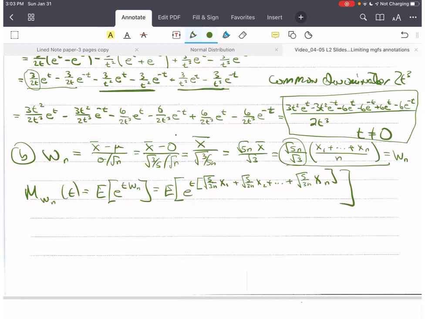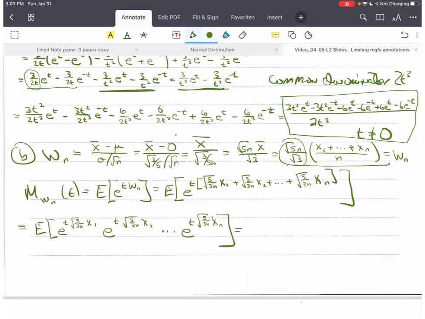All right. And so this can be rewritten as a product. So this is going to be E of e to the t square root of 5 over 3n X1, times e to the t square root of 5 over 3n X2, and so on, times e to the t square root of 5 over 3n Xn.